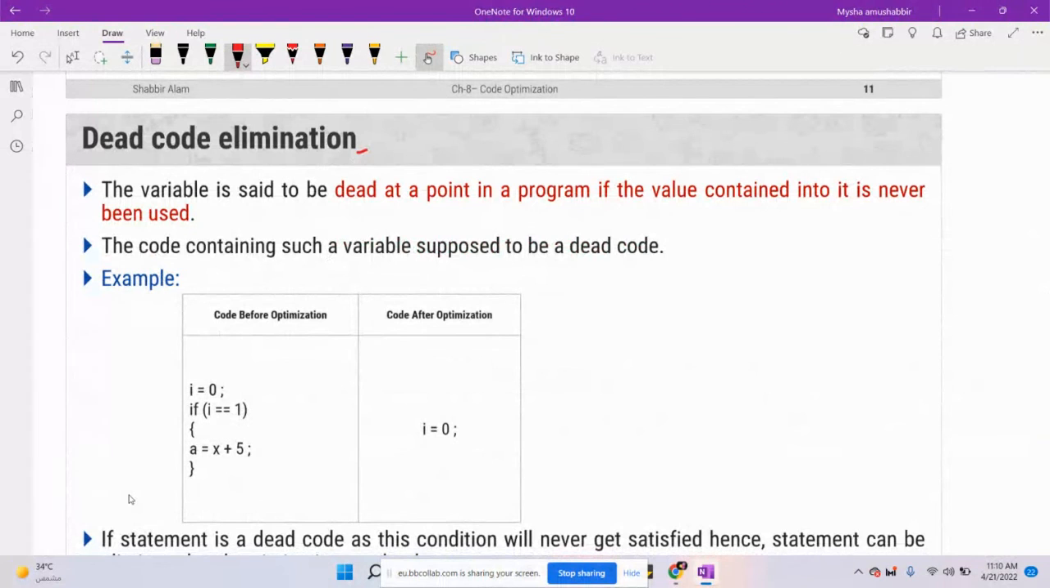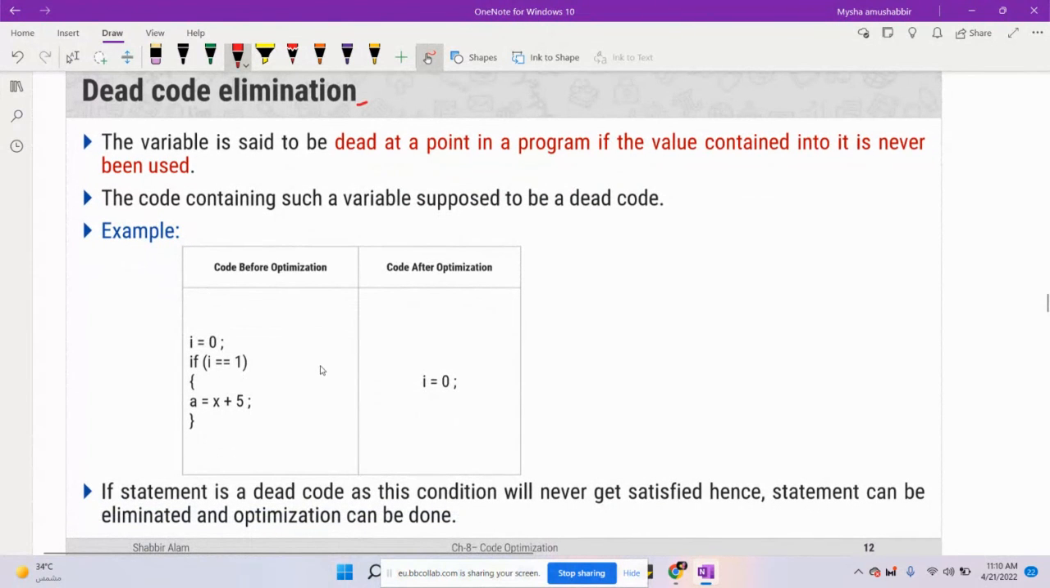Now, dead code elimination. What is dead code elimination? I equal to 0. If I equal to 1, A equal to x plus 5. This I equal to 0 is not used anywhere. What is the importance of this? I equal to 0, and in another line, I equal to 1. That means I equal to 0 is never used in the program.